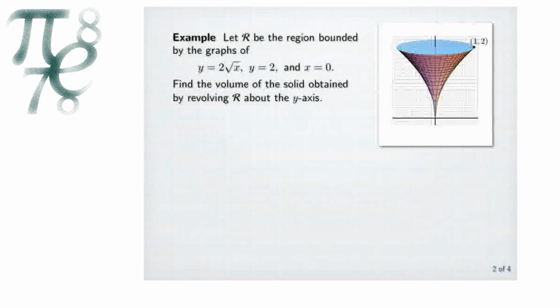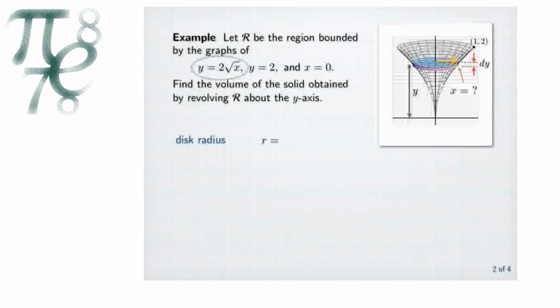Here, slices perpendicular to the y-axis are disks. So for a typical slice at height y, with thickness dy, we have R given by the x-coordinate on the curve. So we need to solve the equation y equals 2 times the square root of x for x. Dividing by 2 and squaring both sides gives us x equals y squared divided by 4. So the disk volume is dV equals pi times x squared dy, which equals pi times y to the 4th divided by 16 dy, since x equals y squared over 4.